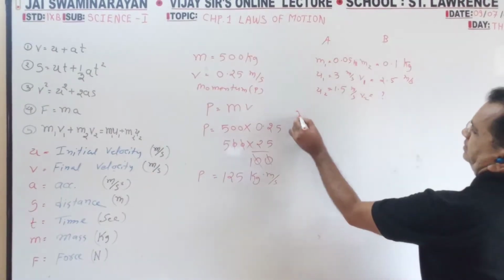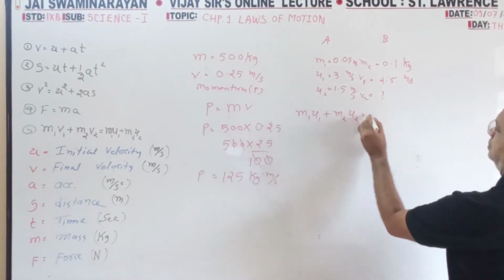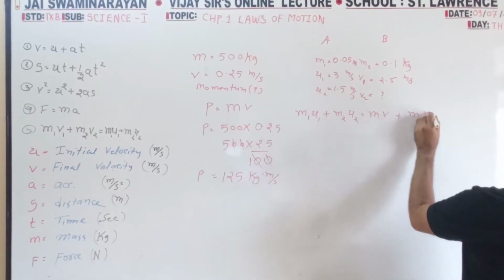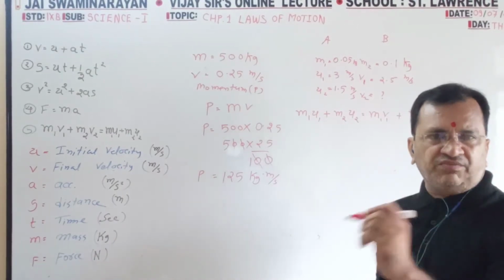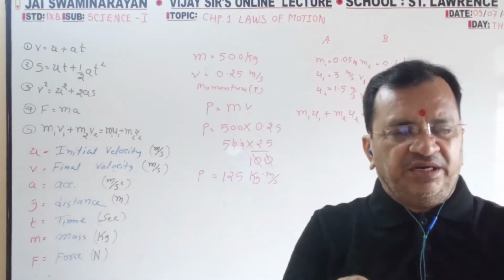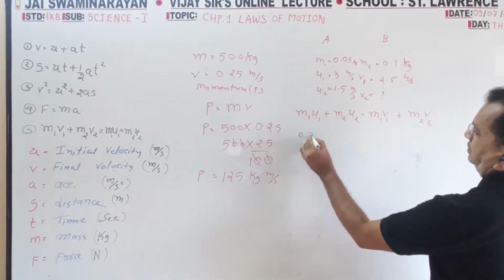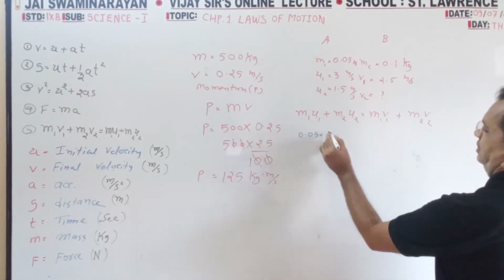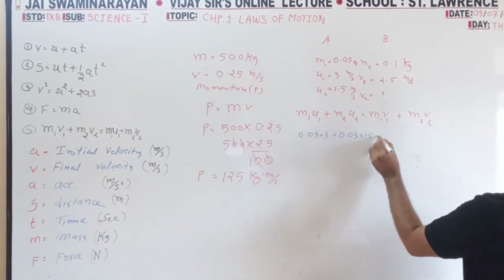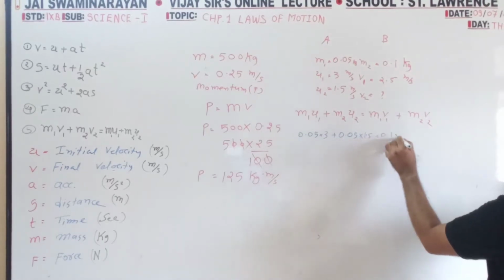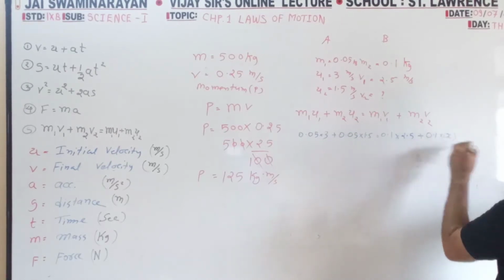So we know that m1 u1 plus m2 u2 is equal to m1 v1 plus m2 v2. Like that rhythmic you can remember, 1 1 2 2, 1 1 2 2. Now 0.05 into 3 plus 0.05 into 1.5 is equal to 0.1 into 2.5 plus 0.1 into x.